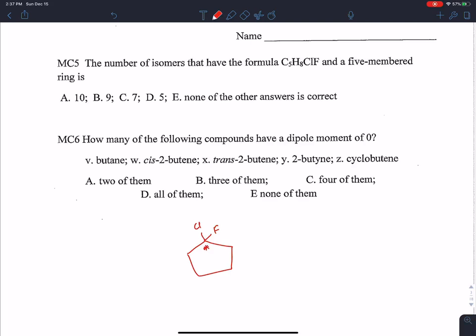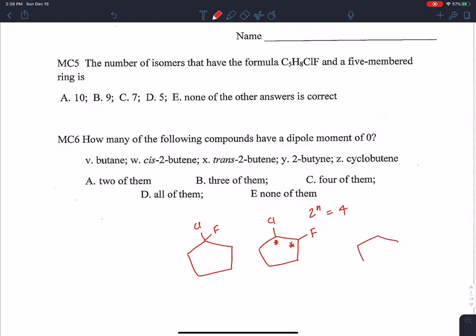Notice this is not a chiral center, so there is no wedge and dash answer here. Another answer would be if I place this and this so they're at 1 and 2 positions. Notice this side has 2 chiral centers. So if you use the formula 2 to the n, I have 2 chiral centers, so there are 4 total stereoisomers possible for that one.